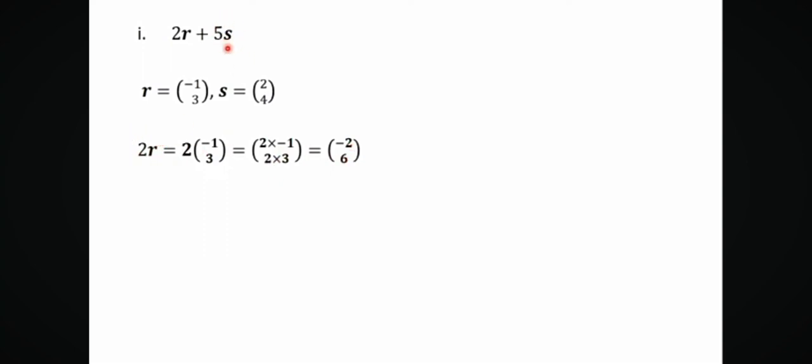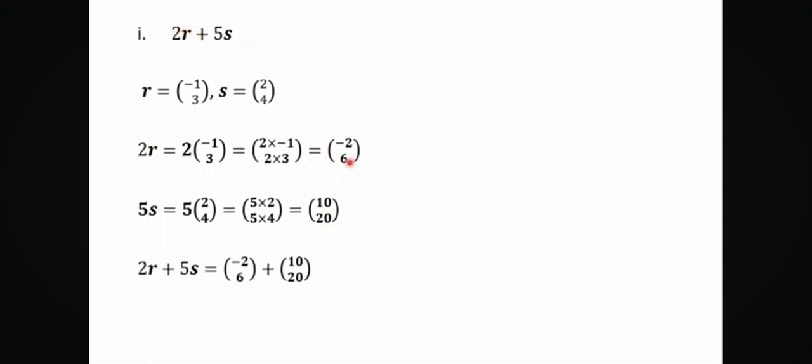The next thing we need to do is to find 5s. So 5s is going to be equal to 5 times the vector s, which is 2, 4. So 5 times 2 will give us 10. 5 times 4 will give us 20. The question says we should find 2r plus 5s. 2r is -2, 6. 5s is 10, 20. So we have -2, 6 plus 10, 20. -2 plus 10 will give us 8. 6 plus 20 will give us 26. So 2r plus 5s is 8, 26.